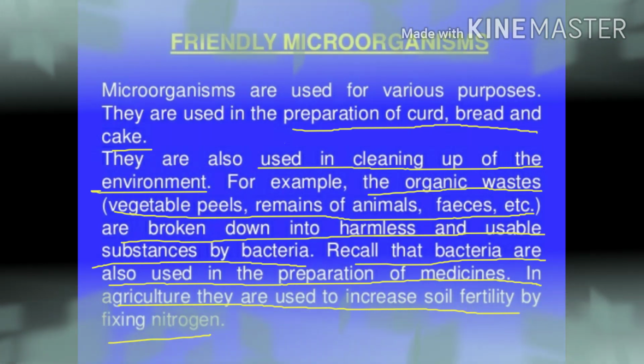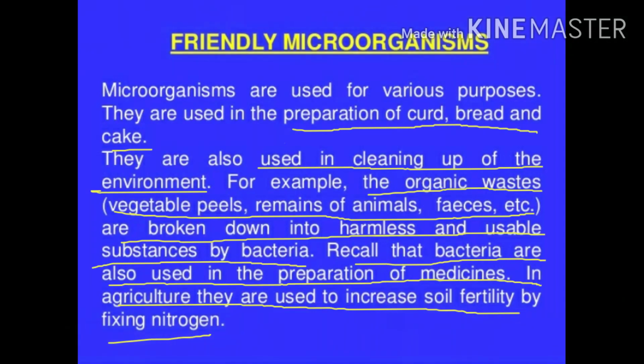For preparation of curd, the lactobacillus bacteria is used, and for bread and cake preparation we can use the fungi, that is yeast. Soil fertility is nothing but the ability of soil to provide crops with essential plant nutrients. Rhizobium bacteria in the root nodules of leguminous plants convert free nitrogen to ammonia.